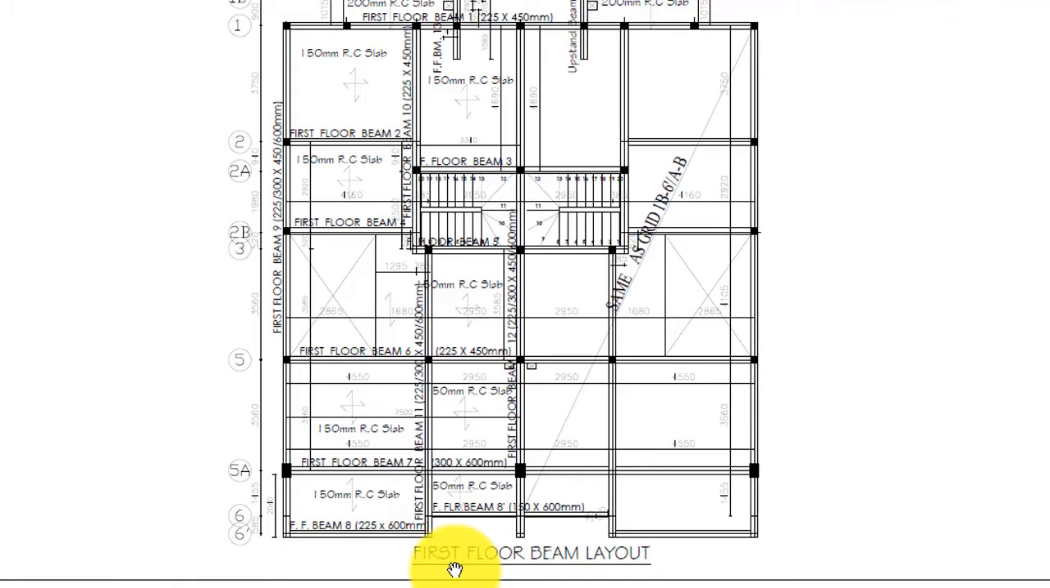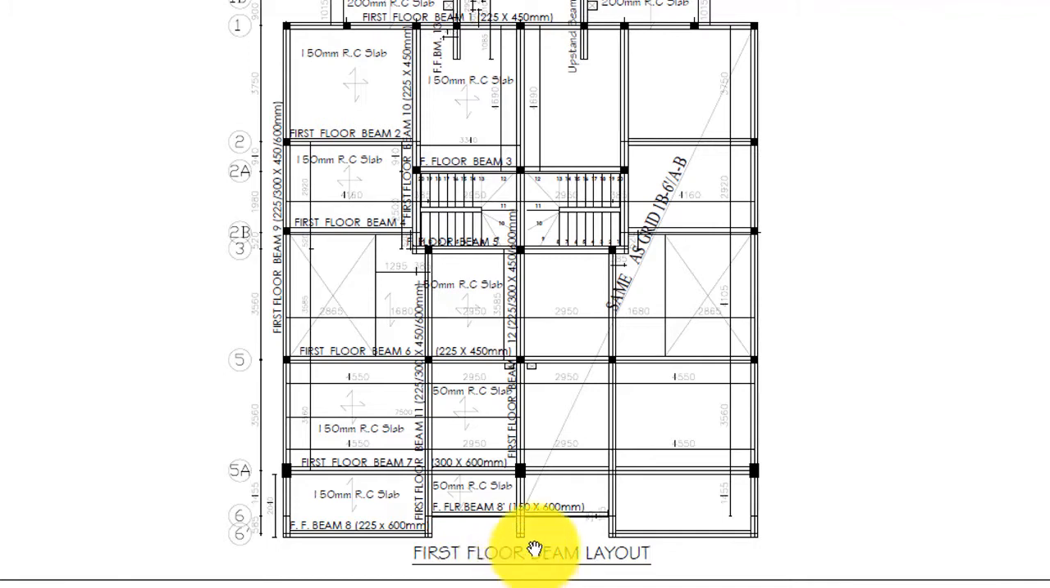Before you start interpreting any drawing, you should come down and look at the note you have under it. Look at it here, you have first floor beam layout. Of course, this is a building story with several floors. You have the ground floor, the first floor, second floor. You may have more than 4 or 5 floors. You may even have a 10th floor. So this is the first floor of this particular structure that I'm showing you.